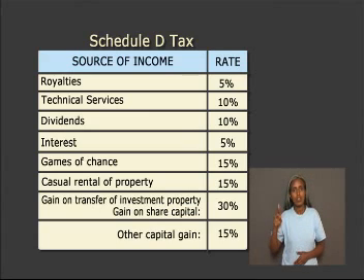Royalties, for example, are taxed at an even 5%. Winnings from games of chance are taxed at 15%. Take a moment to copy these rates down, students. They are also available in your textbook.